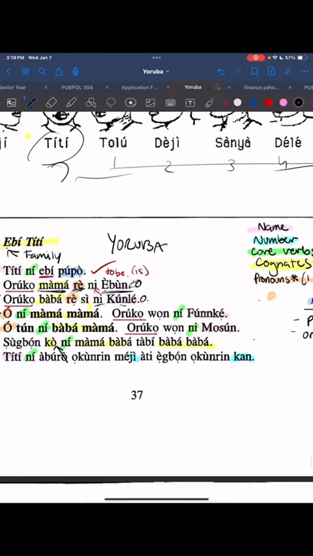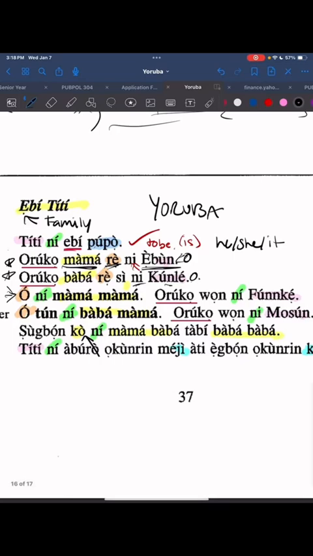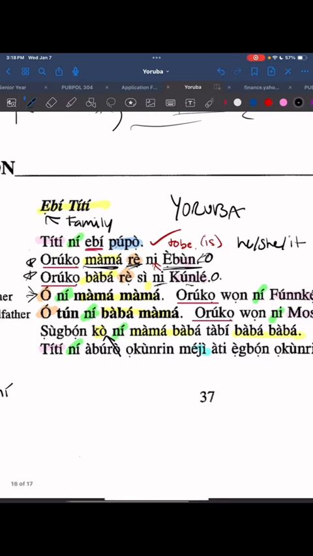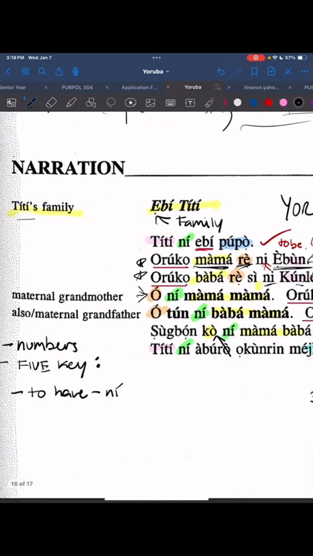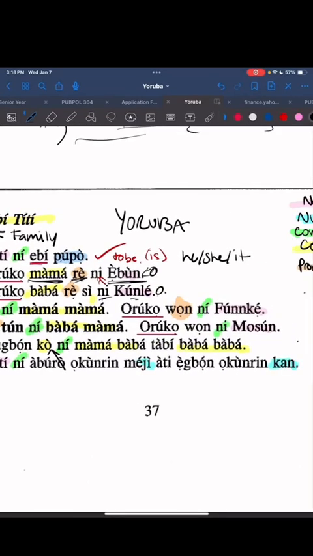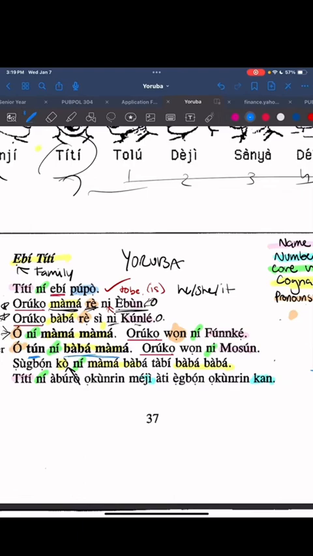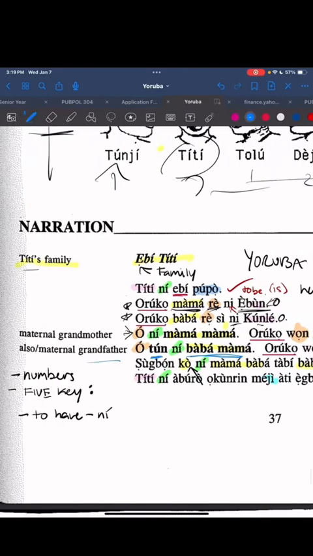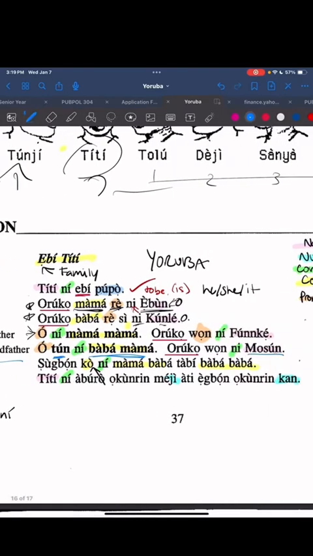O is he, she, or it in Yoruba, for those who are learning the language alongside me. He has mama, mama, and we already know this is maternal grandmother. I'm guessing this is saying, his grandma's name is Funke. Also a grandfather. We know what that means because they told us. That grandfather's name is Mosun.